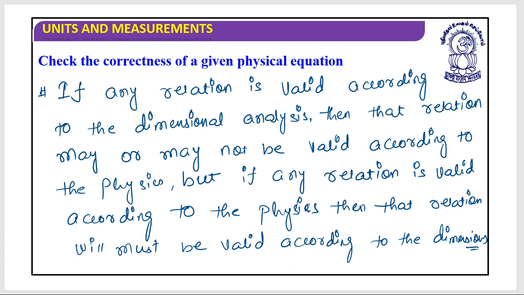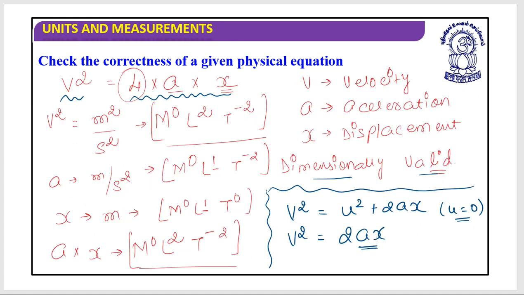It is possible that a relation is valid according to the dimensional analysis, but not valid according to the physics. Why does this arise? This arises because when there is a dimensionless constant, let us say this 4, we cannot derive this 4 as a relation, or we cannot check its consistency as well. So error would arise.